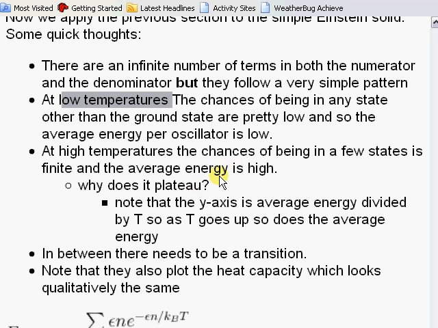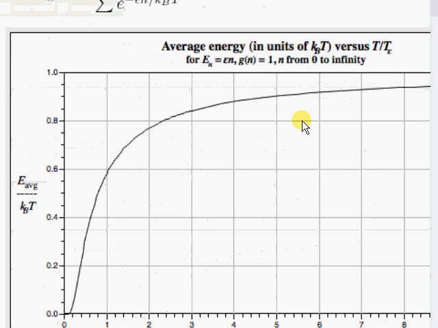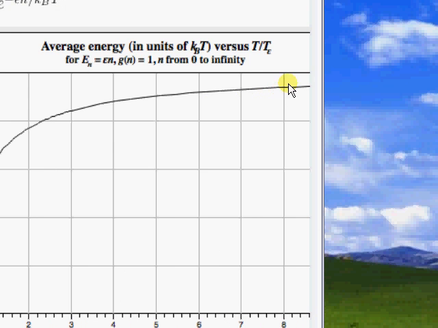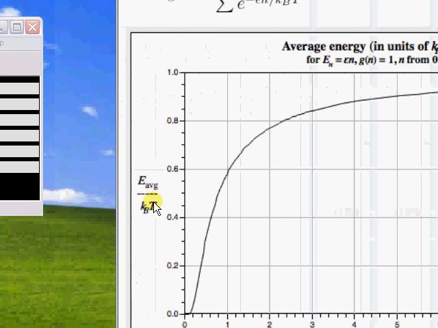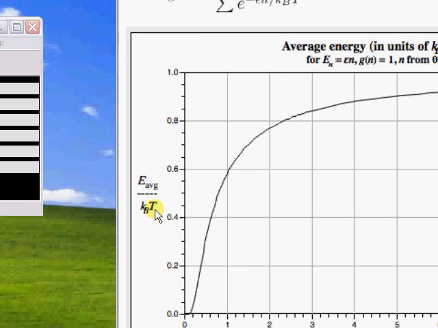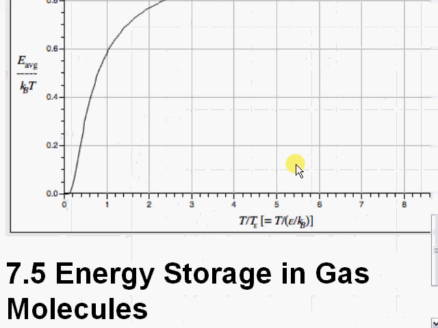Now at first you might think that that energy should keep going up and up and up, but it does plateau. Here's an example of the curve here, so I'm talking about this section right here where it's rising, rising, rising, but it starts to plateau. But note here what the y-axis is. It's the average energy divided by temperature. So yeah, the average energy does keep growing and growing, but we keep dividing by a bigger and bigger number here because the x-axis is just the temperature as the temperature goes up.